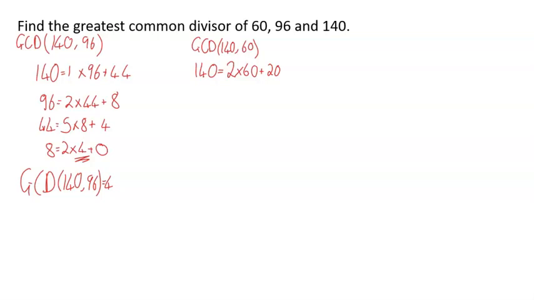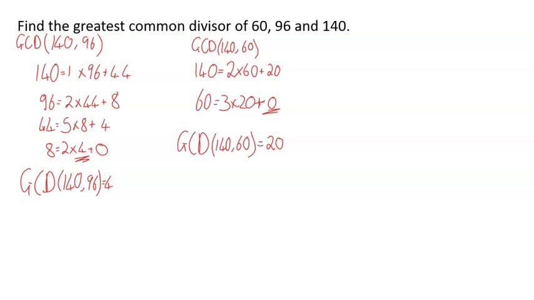I then do my next step. I say, fine, 60 is going to equal something times 20 plus a remainder. Well, 60 is just 3 times 20 plus a remainder, but in this case my remainder is equal to 0. So actually we've done it in one step for these two, and we're able to say then that the greatest common divisor of 140 and 60 is going to equal 20.